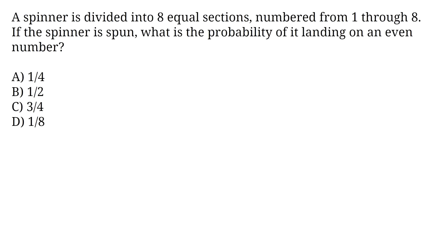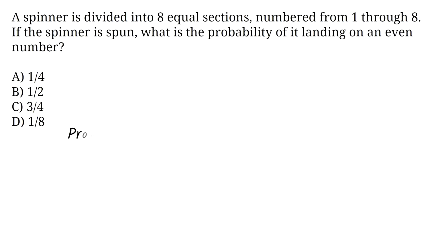A spinner is divided into 8 equal sections, numbered from 1 through 8. If the spinner is spun, what is the probability of it landing on an even number? A. 1 over 4. B. 1 over 2. C. 3 over 4. D. 1 over 8. To pass the GED, you must be familiar with solving probability questions.